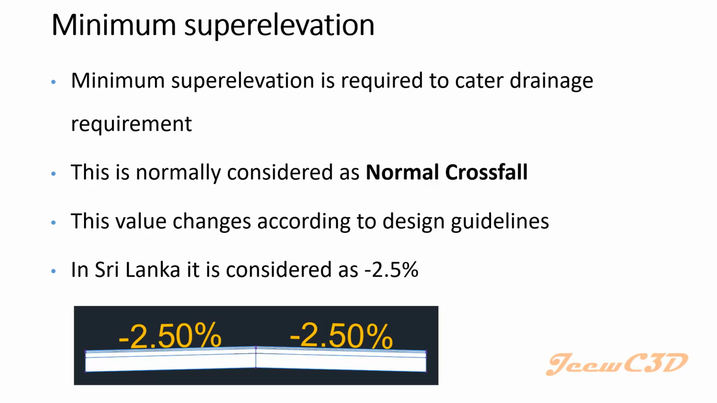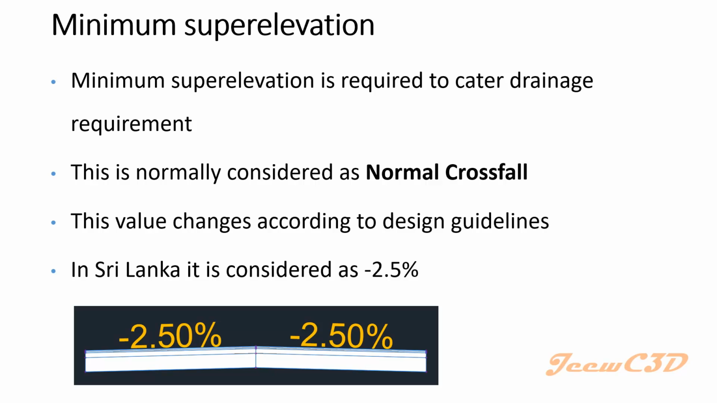In Sri Lanka, the minimum super elevation is minus 2.5. Minimum super elevation means that when a vehicle is driving on a curve, we learned that to counteract the centrifugal force we need super elevation, but on a straight section we don't need super elevation. That means we can have a flat road, but if you have a flat road, it will not drain the water out from the road.